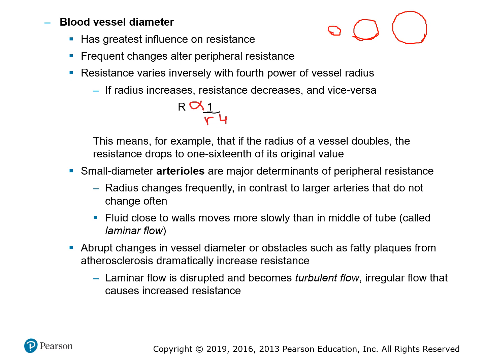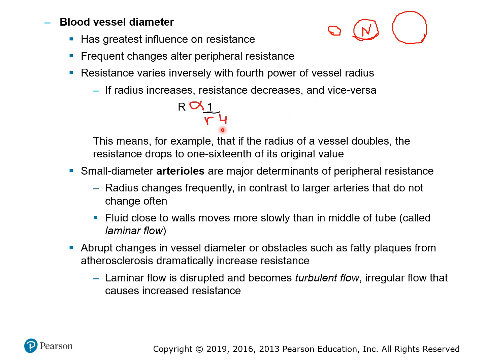Now we can see that in this there will be less resistance to the flow of blood, whereas over here there will be more resistance to the flow of the blood compared to the normal vessel. So this is how altering the diameter of the vessel alters the resistance. The resistance becomes greater or smaller, and resistance varies inversely with the fourth power of the vessel radius.